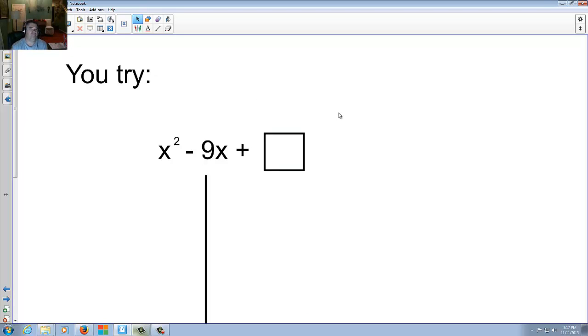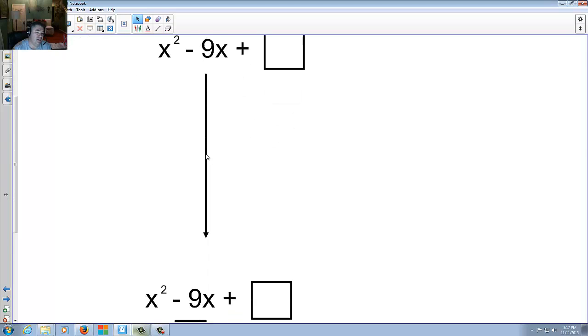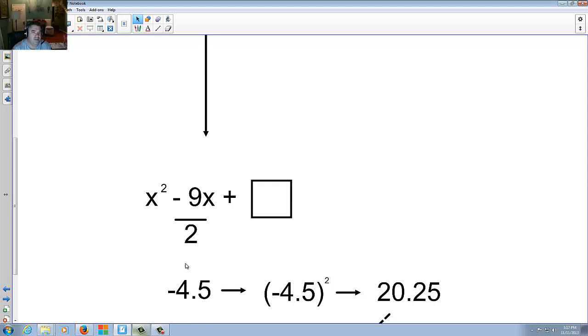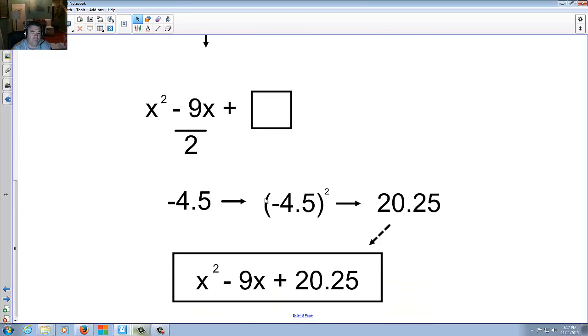You try. Go ahead. Let's see how you did. A little trickier, I admit, because you have to take negative 9 and divide by 2. So you start with negative 4.5 or negative 9/2, whichever makes you happier. I went ahead and made negative 4.5, and if you square both of them together, two negatives make a positive, and 4.5 times 4.5 is 20.25. So that simply fits right in there. So now you have this, and if you were to factor, it'd be x minus 4.5 times x minus 4.5, and there you go.